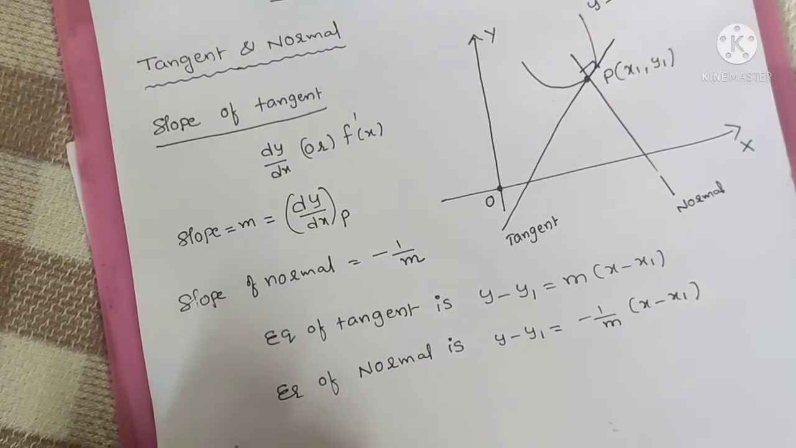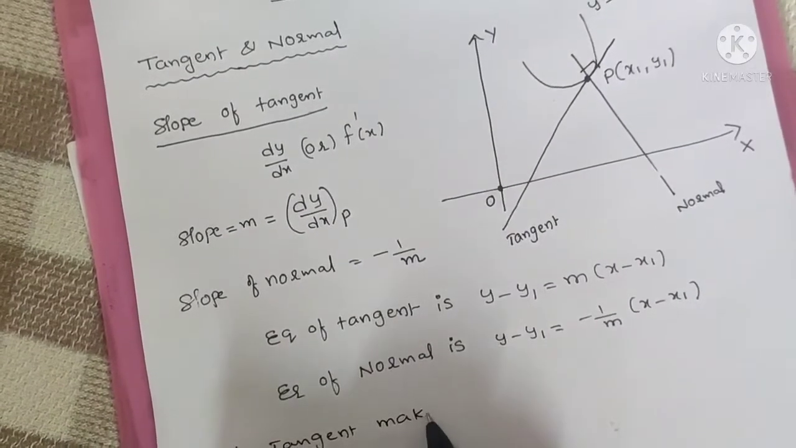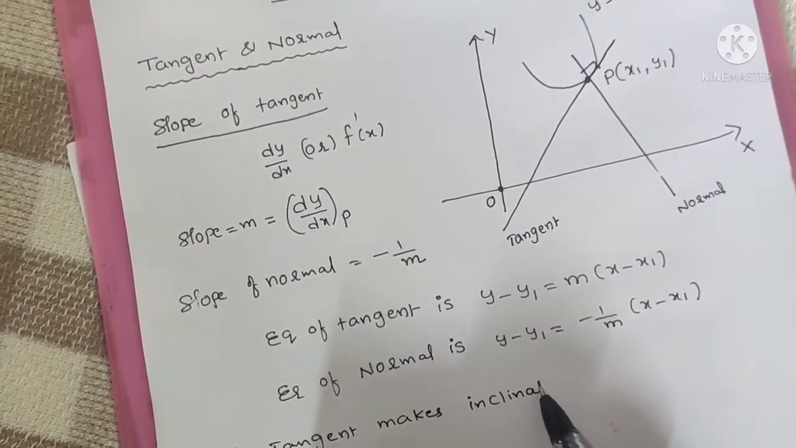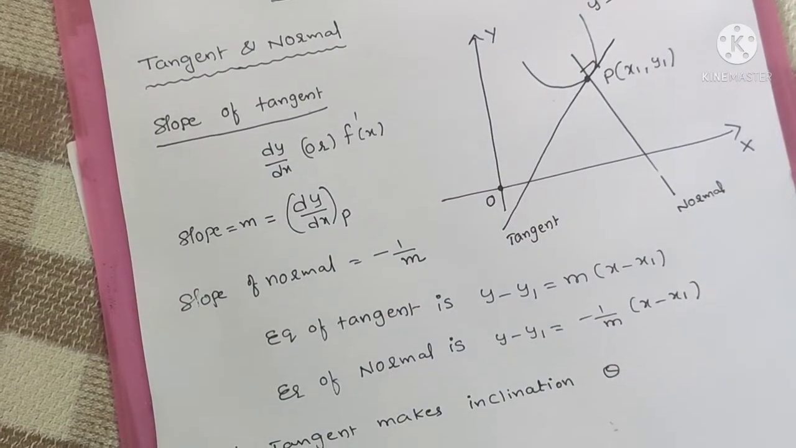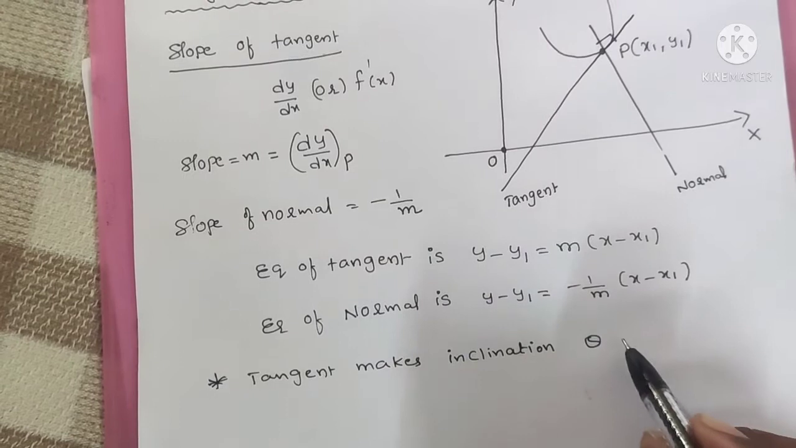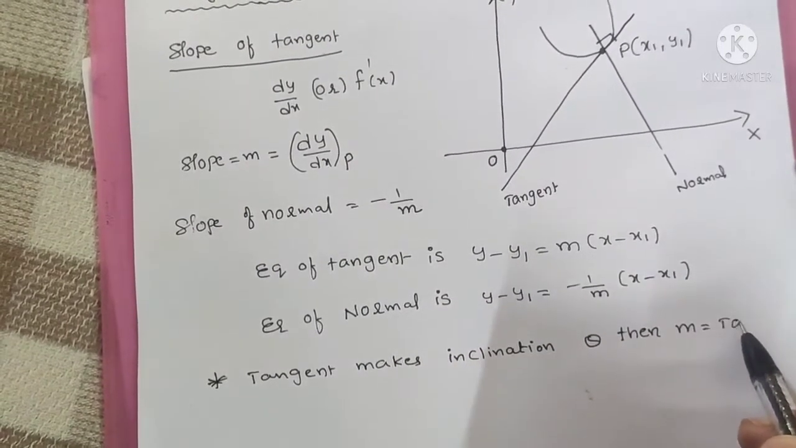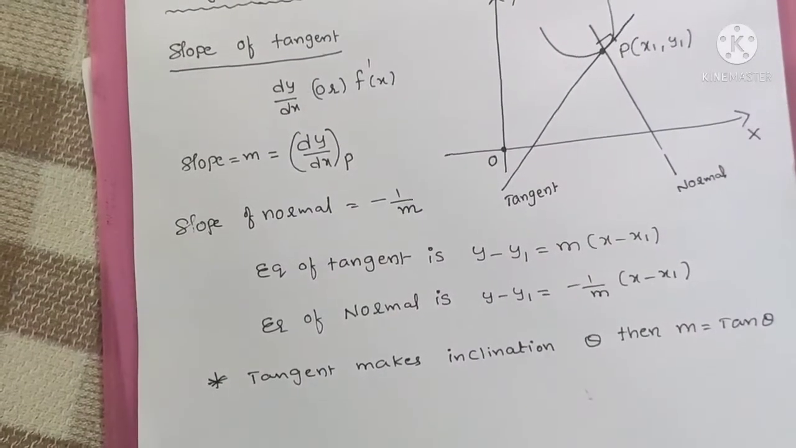For example, if tangent makes inclination theta, inclination means the angle made with x-axis in anti-clockwise direction. If the tangent makes inclination theta, then slope of tangent is nothing but tan theta, because in first PUC straight lines, slope has one more formula, that is tan theta.